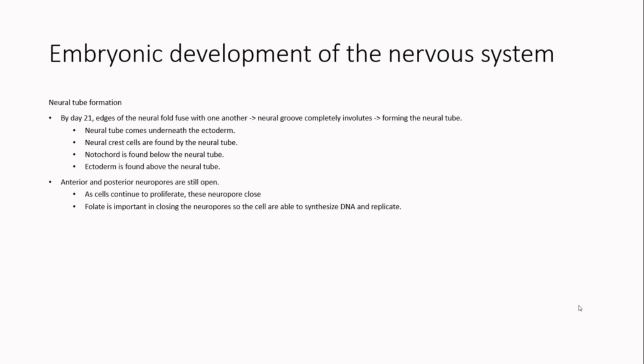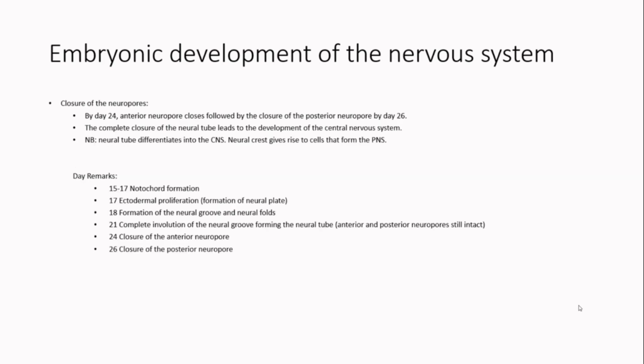Folate, which is vitamin B9, is really important in closing the neuropores. So at day 24, the anterior neuropore will close, and at day 26, the posterior neuropore will close. And when these neuropores are completely closed, this neural tube will develop the central nervous system. Something I wrote here is that the neural tube differentiates into the CNS, and remember the neural crest cells will differentiate and become parts of the PNS.